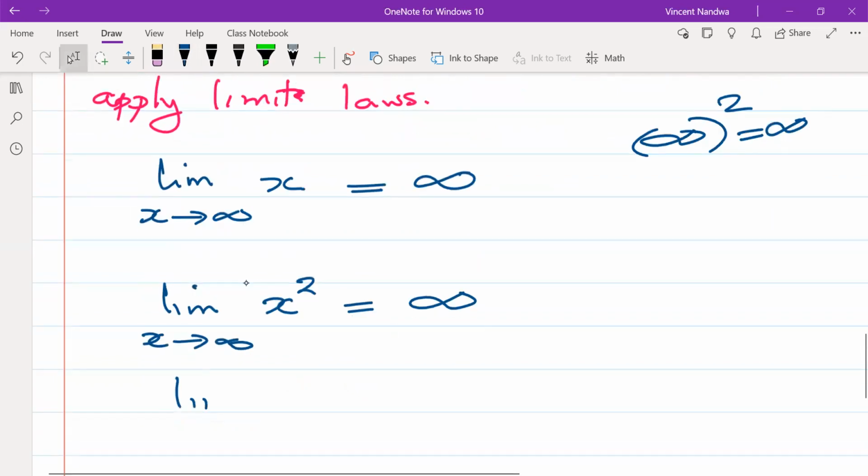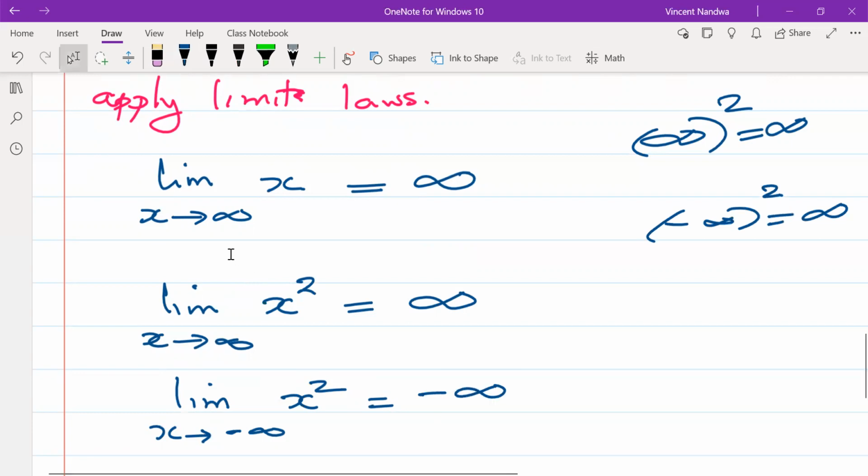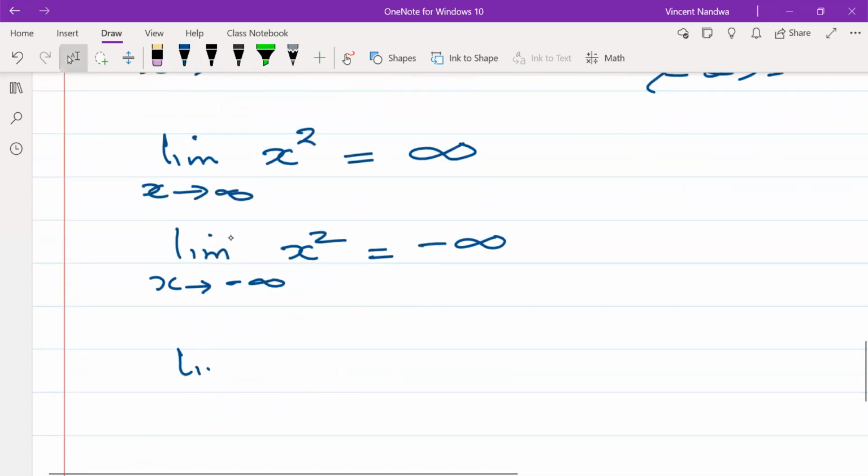Now, what will be the limit as x grows larger, but in the negative direction, of x squared? Positive infinity, because if you do direct substitution, you have a negative, very large number, then you're squaring it. So you're going to get a positive number. So positive infinity.